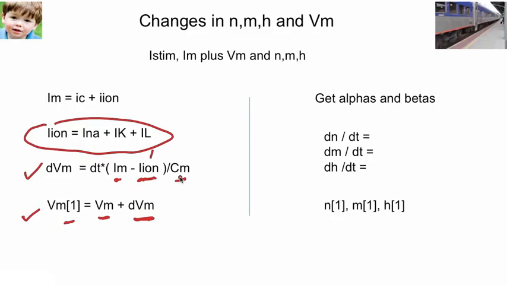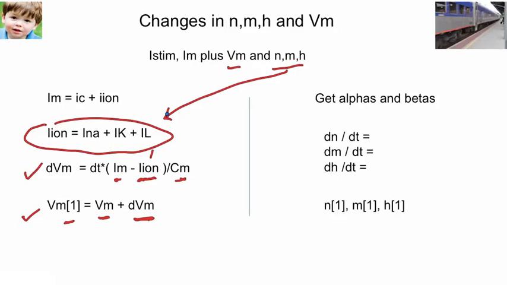Now if we back up again and we say, well, the ionic current is the sum of INa and IK and IL, where did they come from? Well, they come from N, M, and H, as well as Vm. So those values all go in there. So we use all of the values for all of the state variables in getting to a new value for Vm.